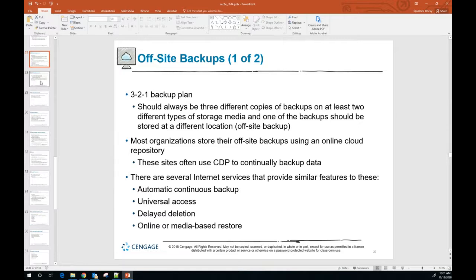And you have several different internet services that are going to provide similar features to these, including the automatic continuous backup, universal access, delayed deletion, and online or media-based restore.